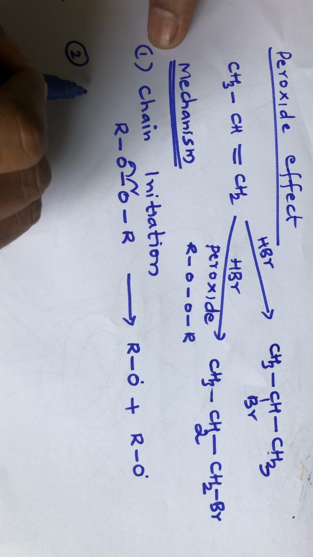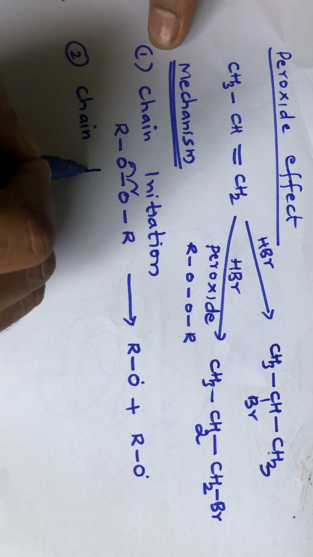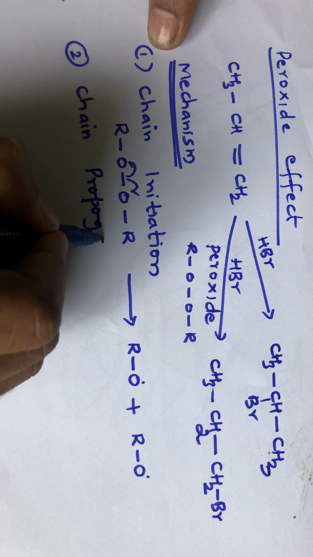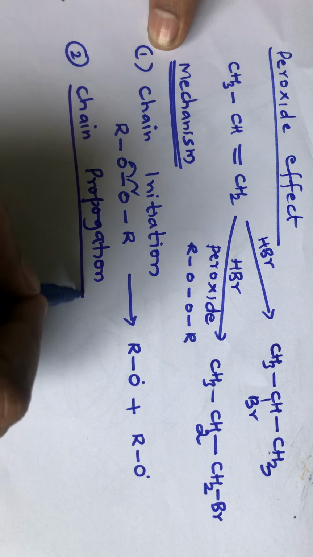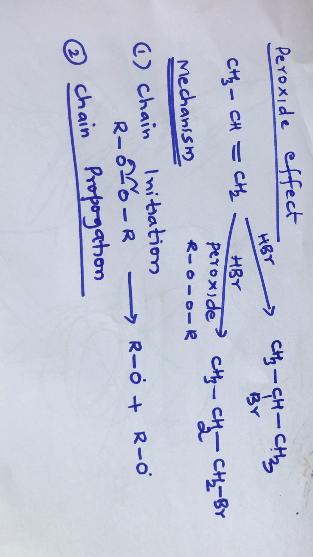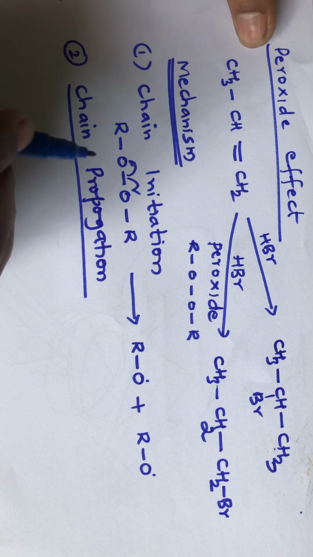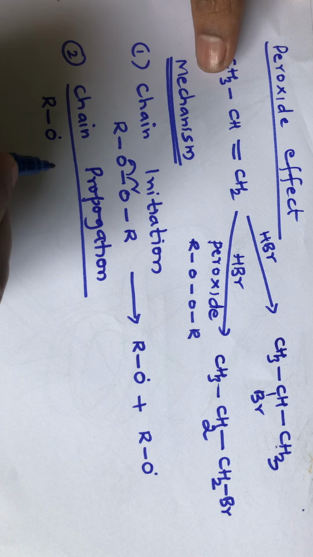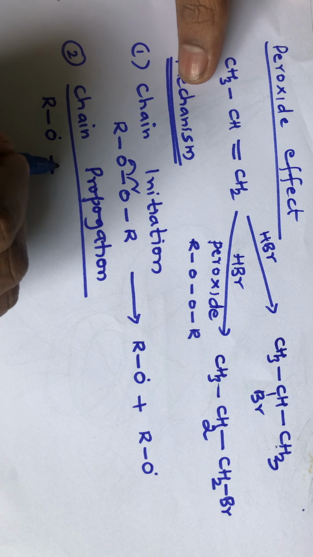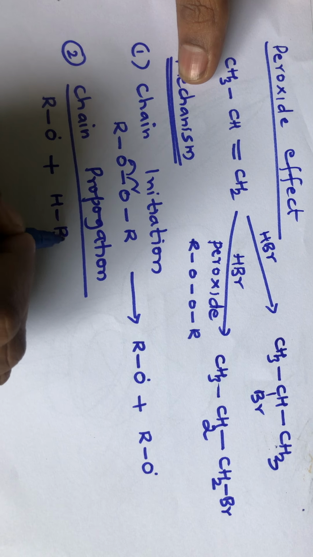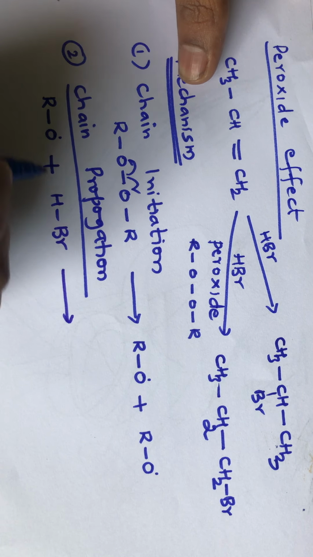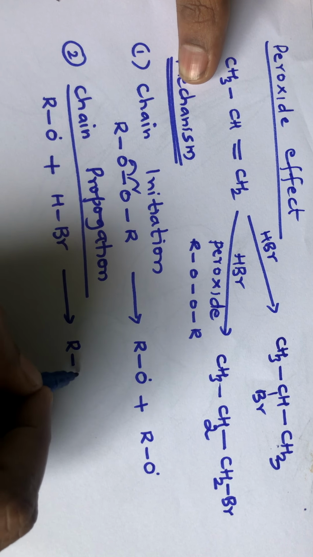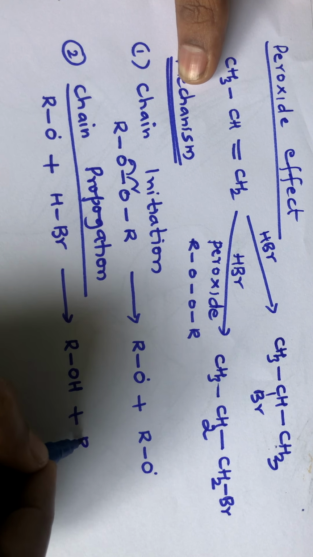Second step is chain propagation. So this is chain initiation where a new free radical is formed. In chain propagation, a free radical will combine with HBr. So a free radical will combine with a neutral molecule. It will take this H to form ROH, and a new free radical is generated.